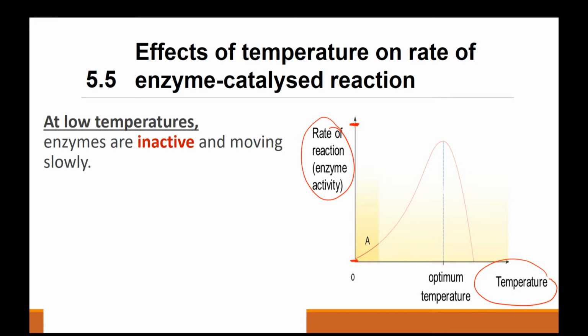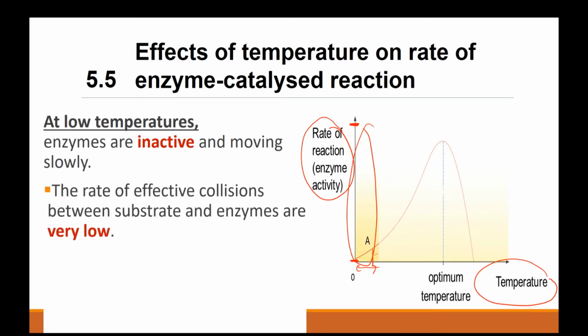Okay, so you notice that at low temperature, which is around this region of A, the graph is not very high up, right? So the rate of reaction is actually very low. This is because the enzymes are inactive. Now, what do you mean by inactive? Enzymes are inactive because they don't have a lot of energy at low temperature. So it's like very cold and the enzymes cannot really move.